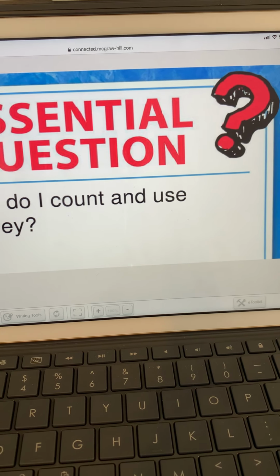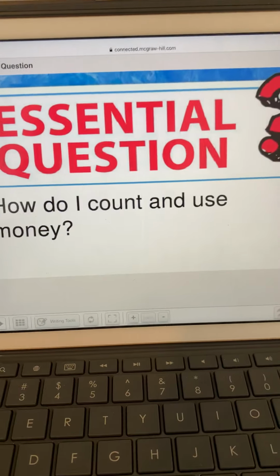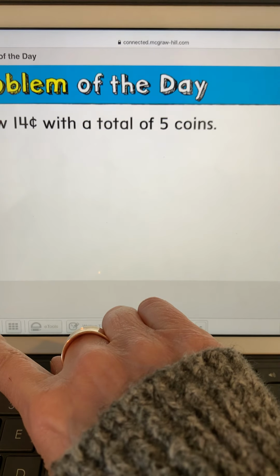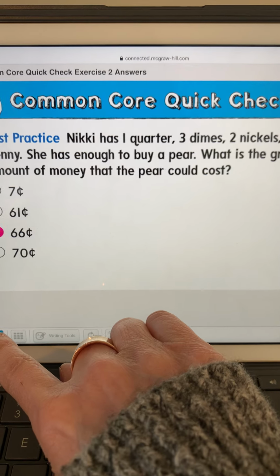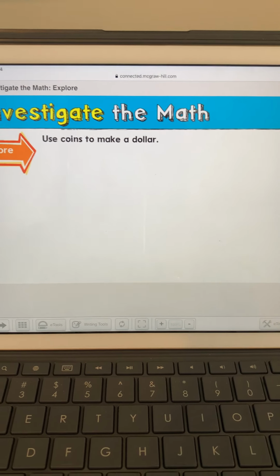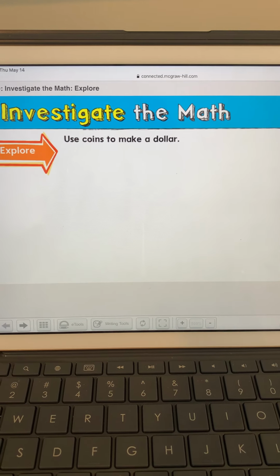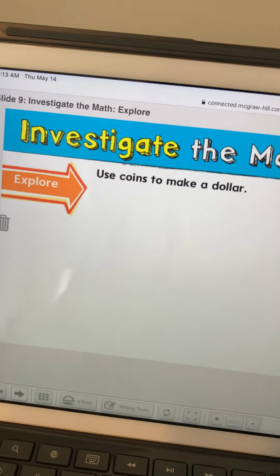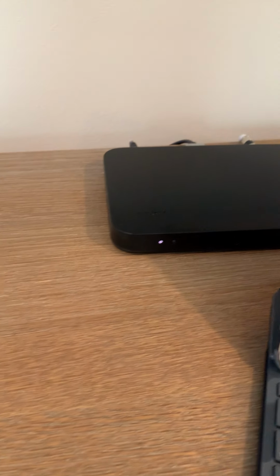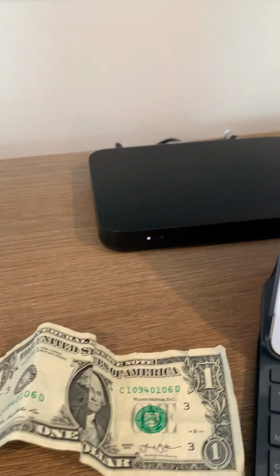Now I'd like to model the math with you today. So let's do a problem together here. Okay, so we're going to use our coins to make a dollar. We just did that once. Now I'm going to take my trusty dollar bill here. I'm just going to move this aside, and I'm going to show you my dollar bill right here.